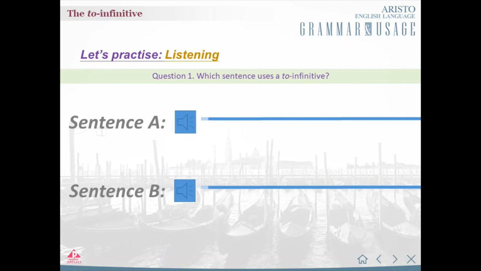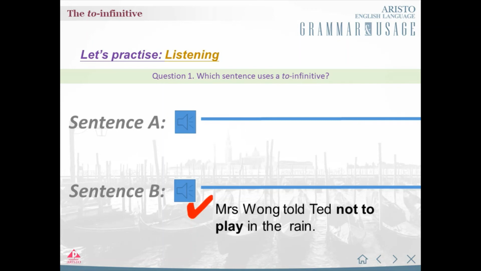Let's practice listening. Question 1. Listen to sentences A and B and decide which sentence uses a to-infinitive. A. Don't play in the rain, Mrs. Wong said to Ted. B. Mrs. Wong told Ted not to play in the rain. The answer is B. Mrs. Wong told Ted not to play in the rain.